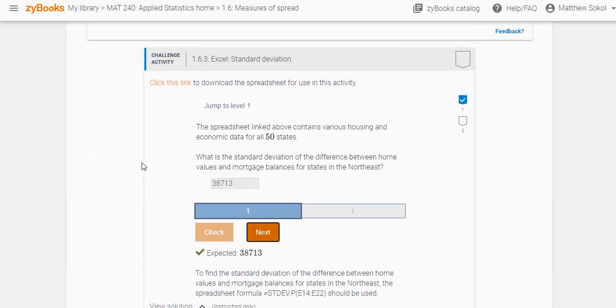So this is how you go through these challenge exercises, or some of them. I'm not going to go through every single one, but some of them in section 1.6 of your text.